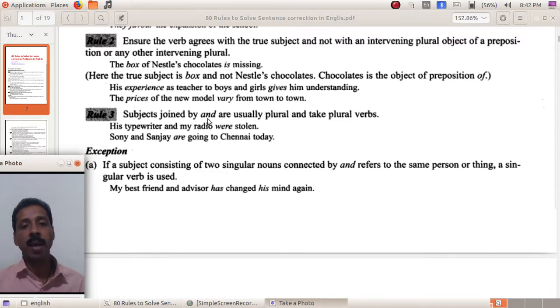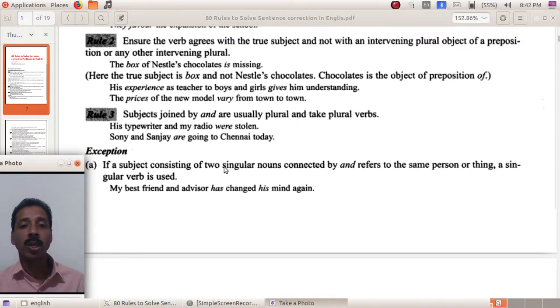Subjects joined by and are usually plural and take plural verbs. His typewriter and my radio were stolen. Sony and Sanjay are going to Chennai today. This we are very familiar with, but the next one, the exception, you have to specially notice. What is that? If a subject consisting of two singular nouns connected by and refers to the same person or thing, a singular verb is used.